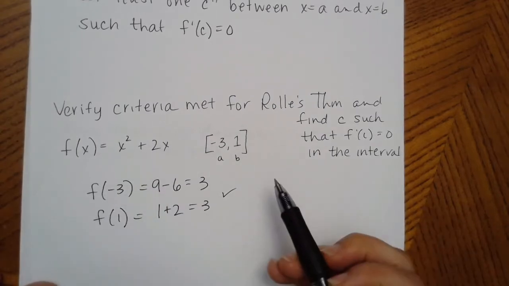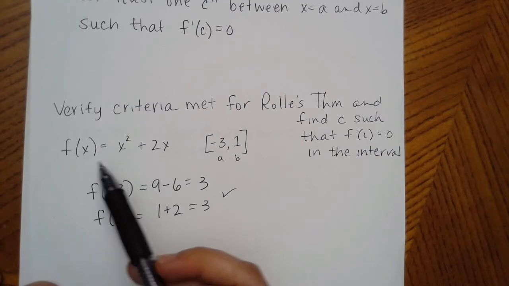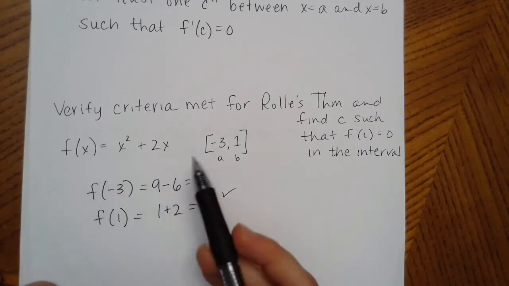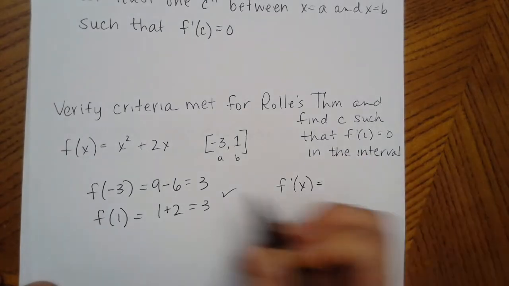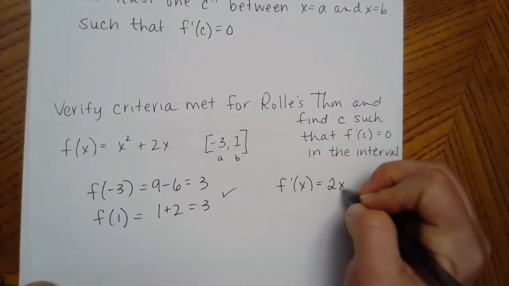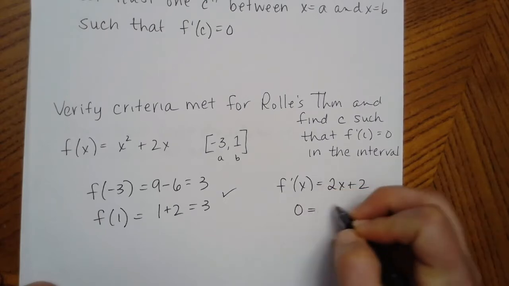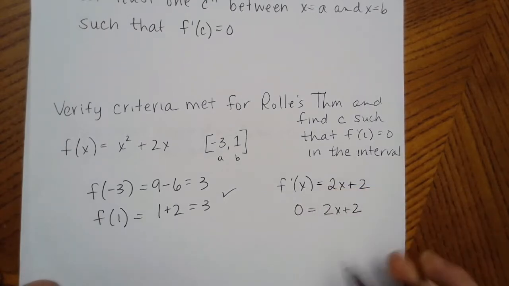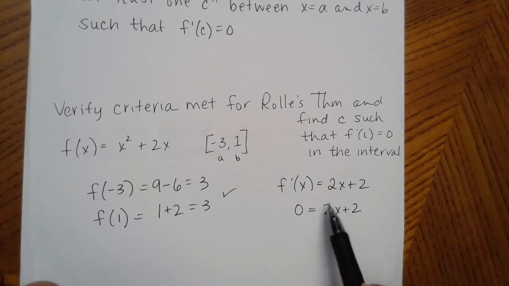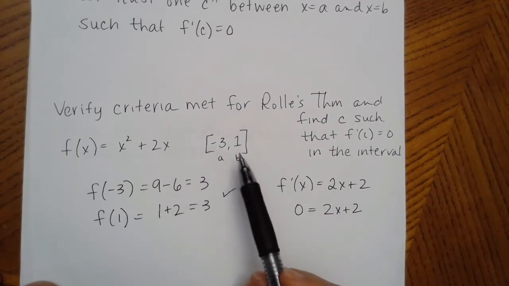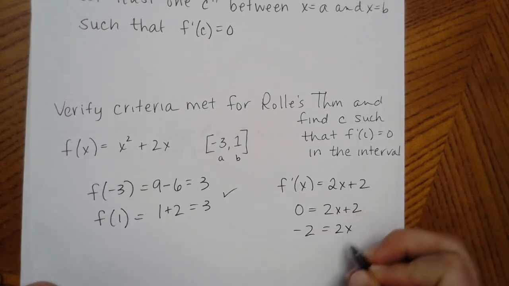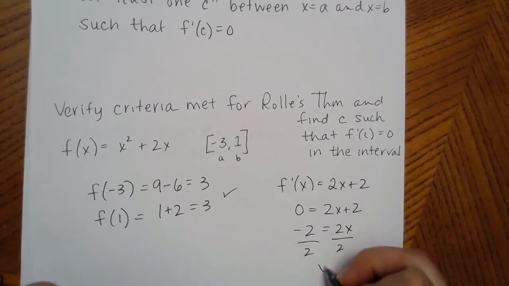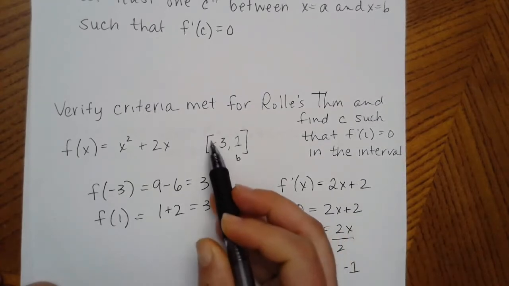So basically what we should find is that we should be able to find where f prime of x equals 0, so let's do f prime of x here. So f prime of x would be 2x plus 2, and we're going to see that this is equal to 0. When I solve for this x value, it should be between -3 and 1. If I move my 2 over here, I get -2 equals 2x. And in fact, I get x equals -1, which is in the interval from -3 to 1.